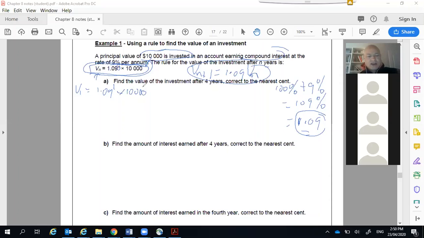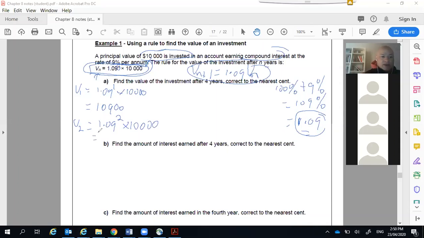So I'm going to get my calculator out and work that one out. But I'm going to do it a simple way, even though I'm going to show you all the steps. I'm just going to go 10,000 and press enter. So store that into my calculator and now go times 1.09. So I do get 10,900.